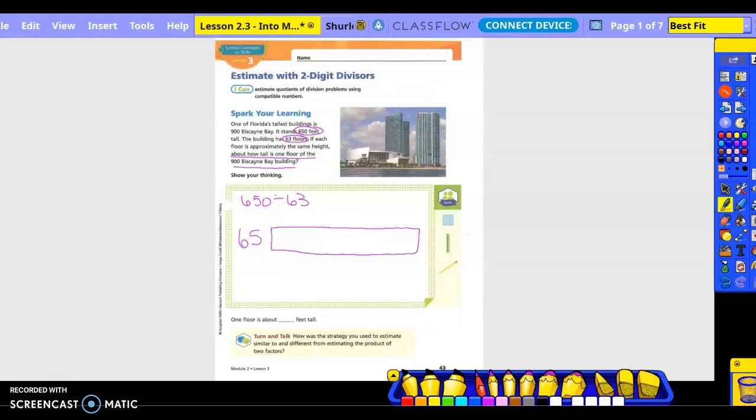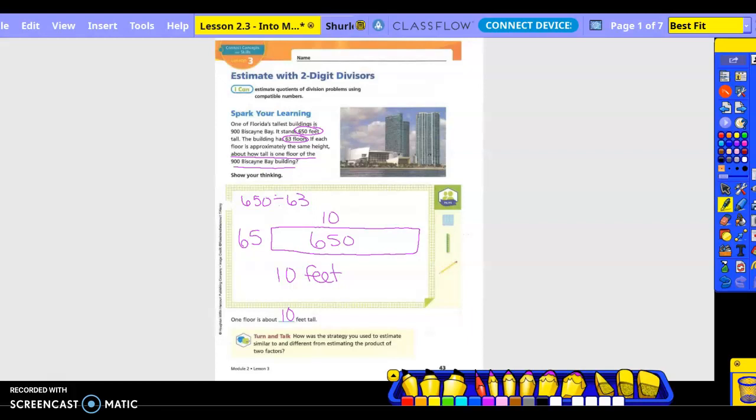So you could technically just do 650, right? If we did that, 65 goes into 65 once, and 65 goes into 0 zero times. So it would be about 10 feet, right? That is about our estimate. Now we could have also done 60 and 600, right?